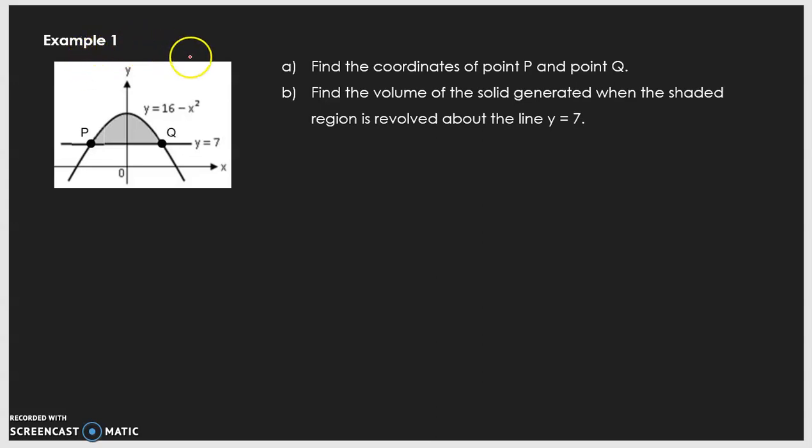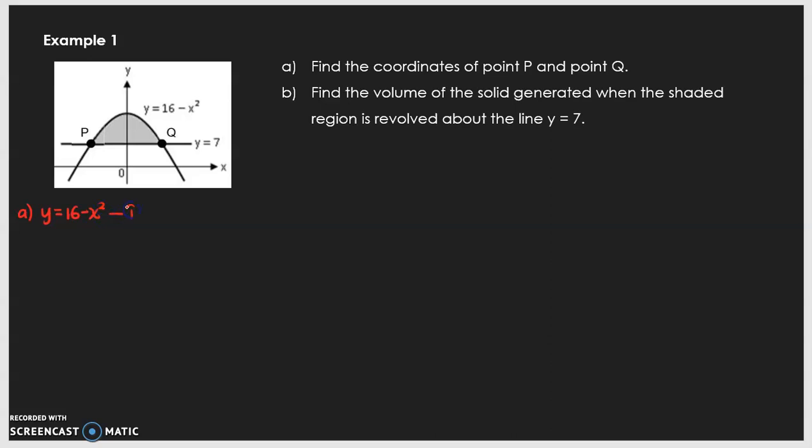Now we look at example 1. Find the coordinate of P and Q. So the coordinate of P and Q is the intersection between the straight line and the curve. So the equation of the curve, let's say A, y is equal to 16 minus x squared.